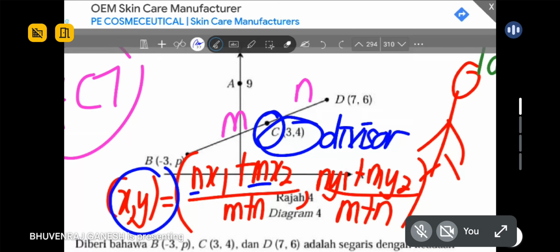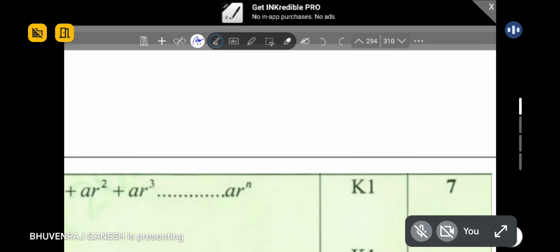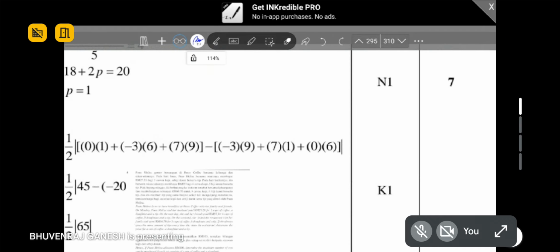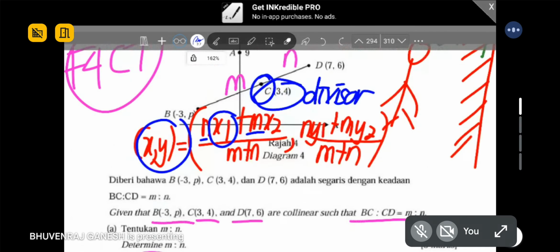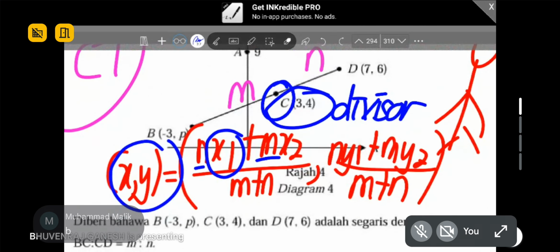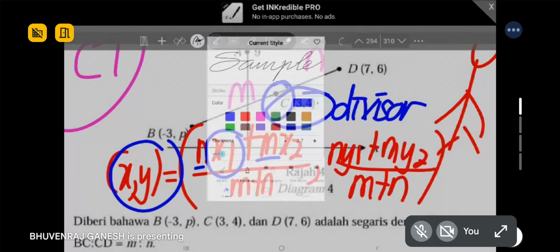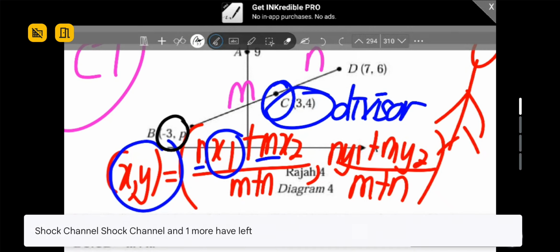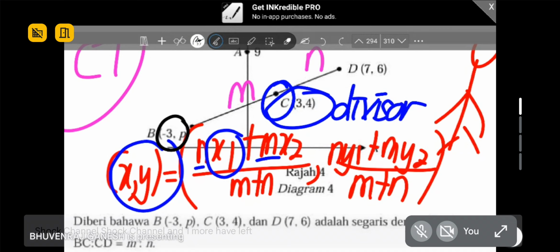Tinggal dia saja. So guys, may I know X1, what value will you substitute guys? This one important lah. Nilai X1 ganti dengan apa? Kamu kena tahu. Okay. So X1, what do you substitute? Yes. Okay, kamu akan gantikan coordinate B. Yes. Okay, so you substitute negative 3 or P guys. X1. Negative 3 atau P? Anyone?